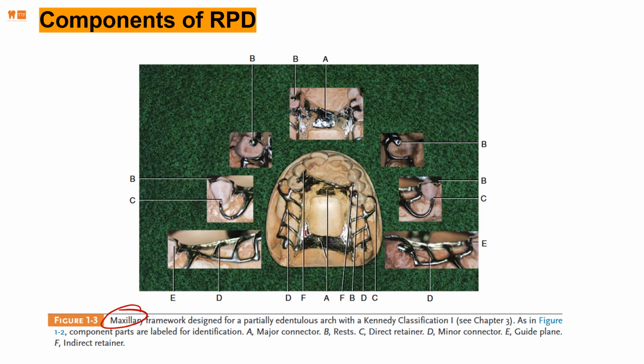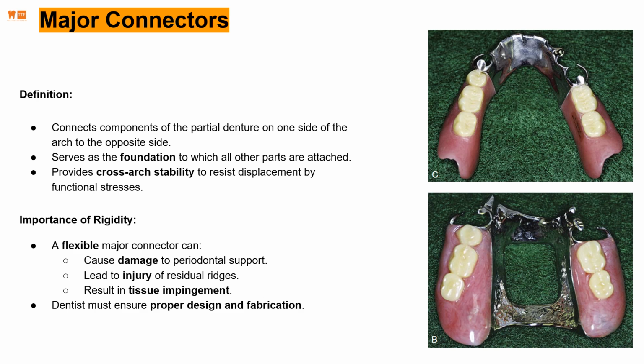And of course this is a type of various different types of major connectors. Okay, let's dive deeper. First of all, let's define it. What is a major connector? A major connector is defined as a component that connects components of the partial denture on one side of the arch to the opposite side. Fair and simple. Connects this side to this side.